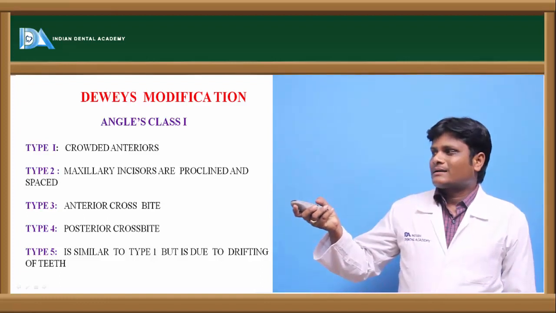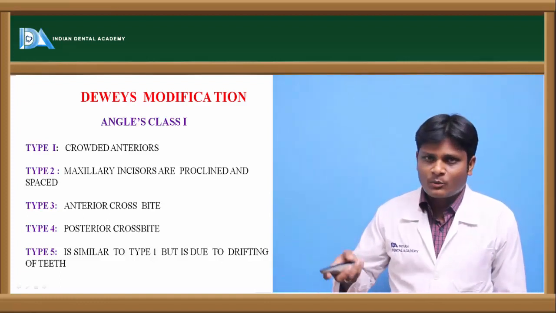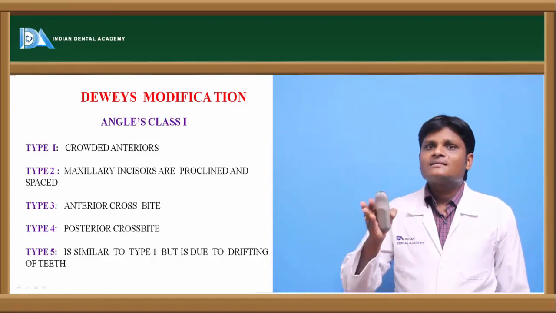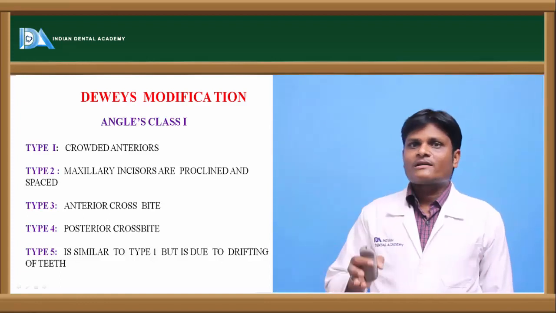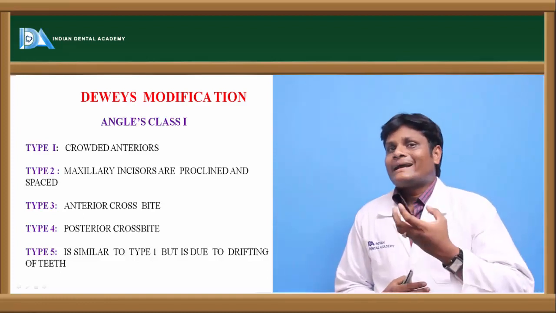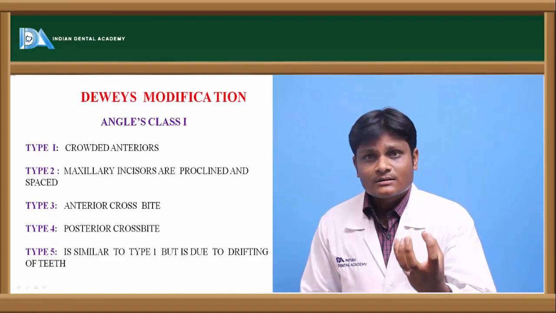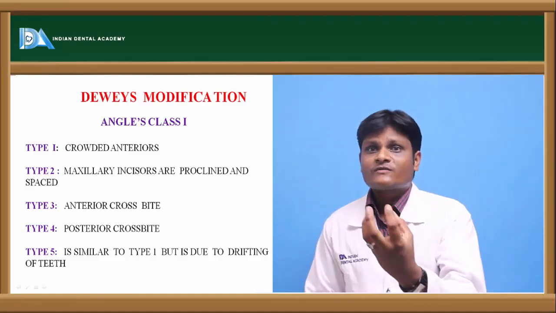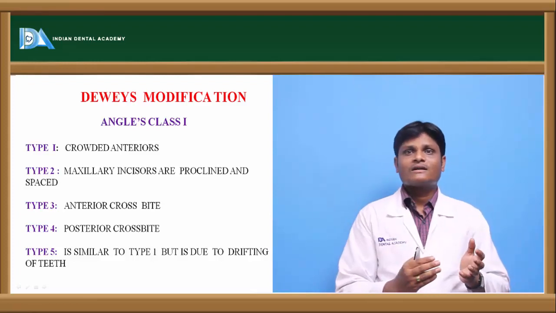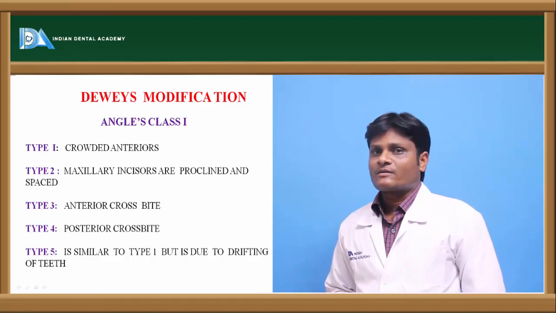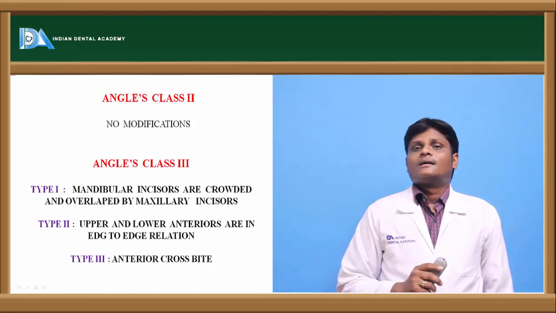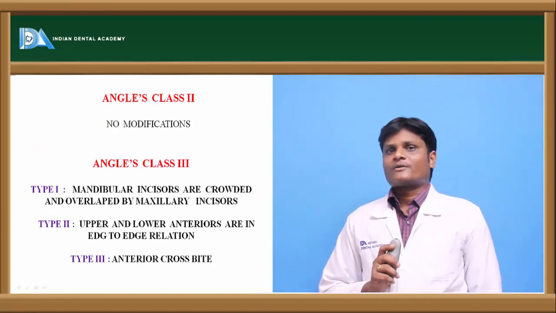Angle's class 1 type 1 indicates Angle's class 1 molar relationship with Dewey's modification type 1. Angle's class 1 type 3 indicates Dewey's modification type 3 and Angle's class 1 molar relationship. This is how Dewey's modification will give you an idea about the area where the specific deviations of normal tooth positioning are present, and what type of deviation, whether it's crowding, spacing, whatever it is. Angle's class 2 has no modifications given by Dewey, whereas there are 3 modifications for Angle's class 3 malocclusion.